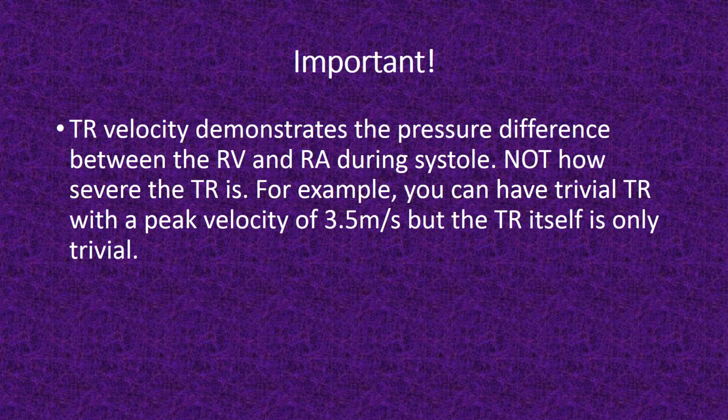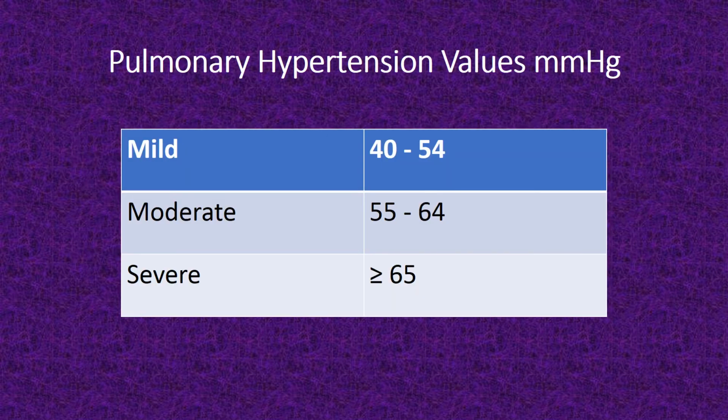Important. TR velocity demonstrates the pressure difference between the RV and the RA during systole, not how severe the TR is. For example, you can have trivial TR with a peak velocity of 3.5 metres per second, but the TR itself is only trivial. So once we have our RVSP, we can determine pulmonary hypertension values. The different grades are shown in this table.